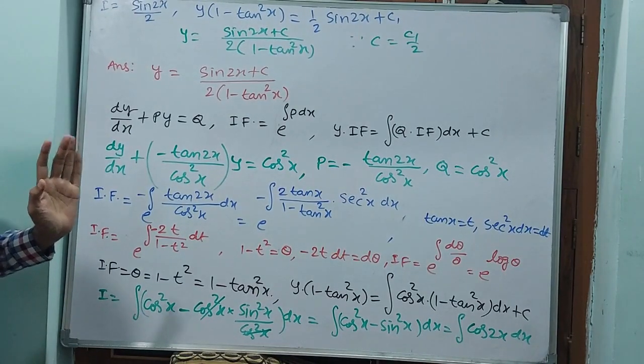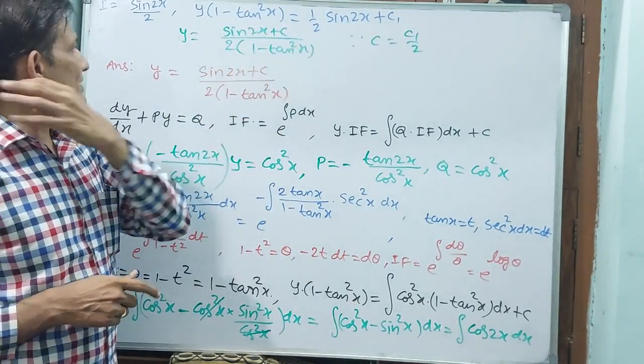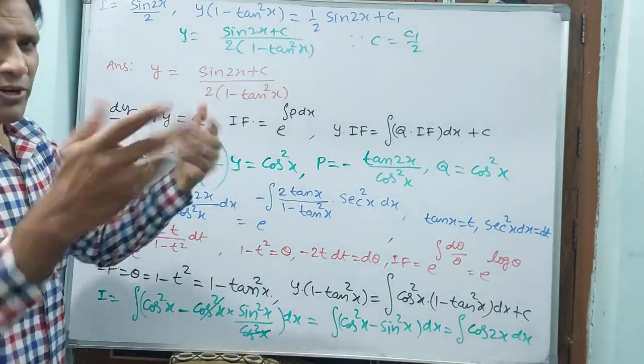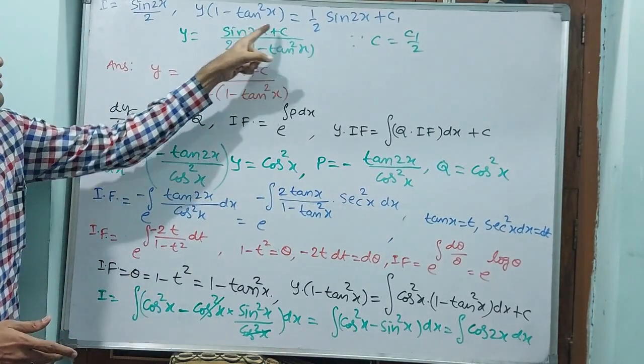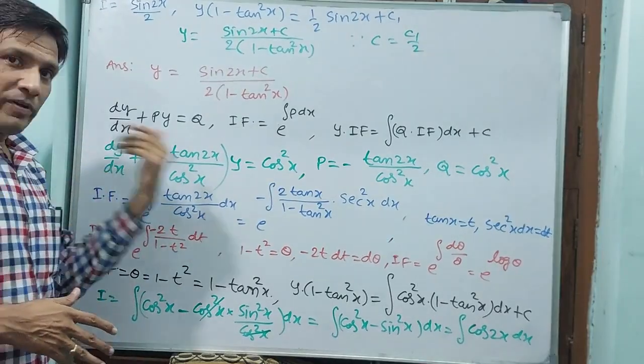Or else wait a minute. Now also c by 2 is there. That means you need not write c1 also, I think. Okay, whatever it may be, you see, the answer has come: sin 2x plus c by 2 into 1 minus tan square x. Okay. Now we'll go for the next question.